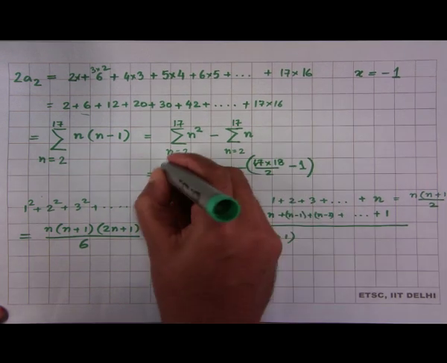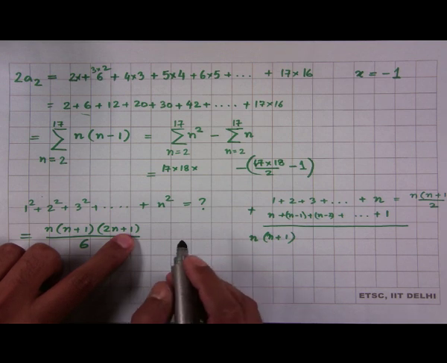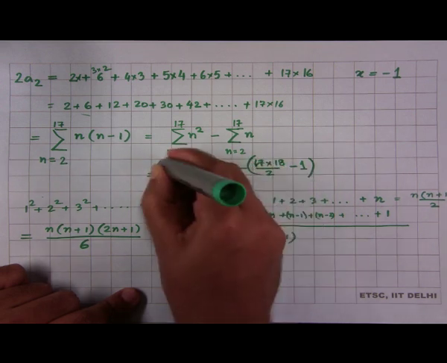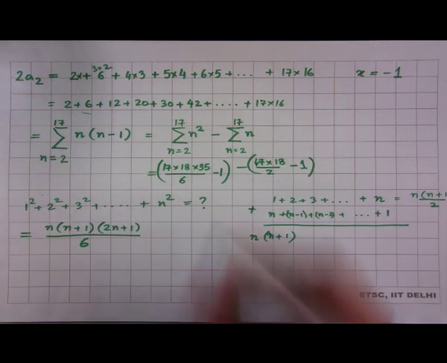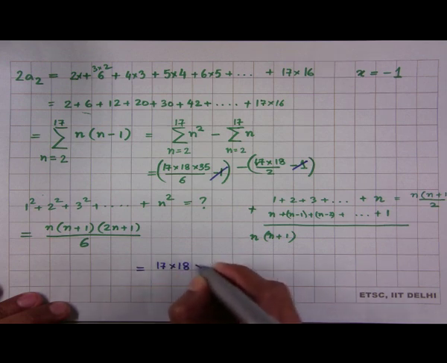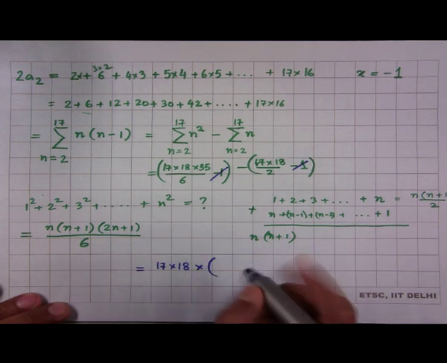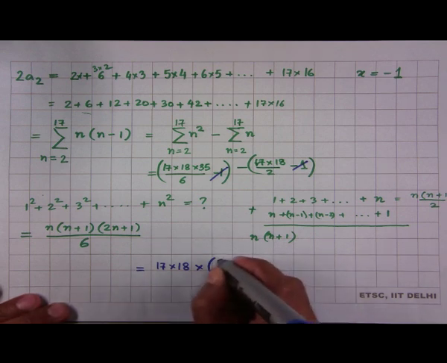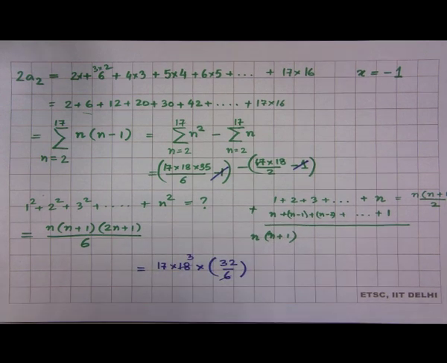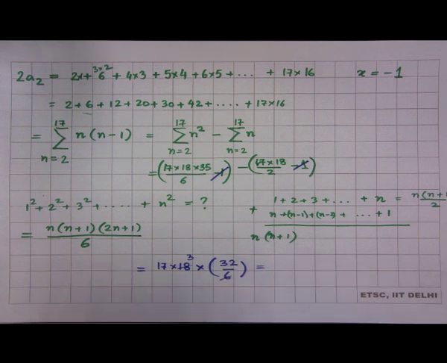So, our result is going to be 17 into 18 into 2 into 17 plus 1, 2 into 17 is 34. So, 35 by 6 minus 1, and the minus 1s will go away, and your net result is going to be 17 into 18 into 35 by 6 minus a half, 35 by 6 minus a half, half is 3 by 6. So, net you have got is 32 by 6, and then cancel things out, you have got 17 into 3 into 32 and whatever that is, 96 into 32, 51 into 32.